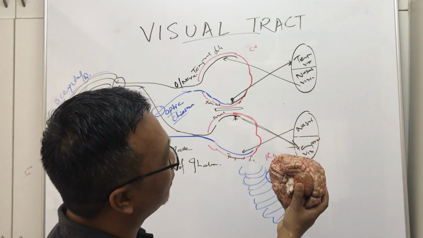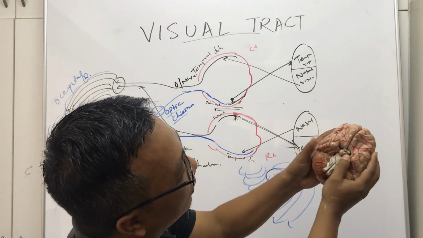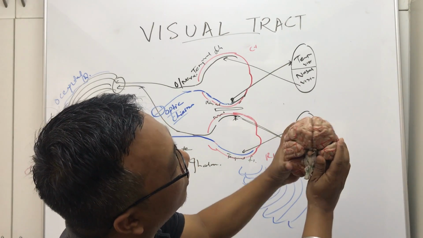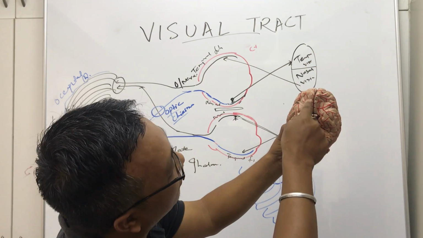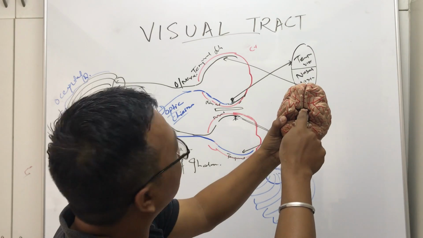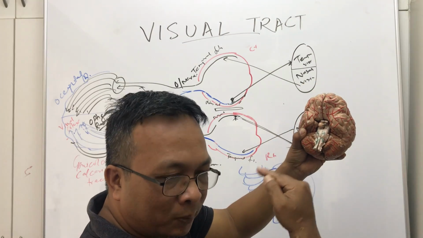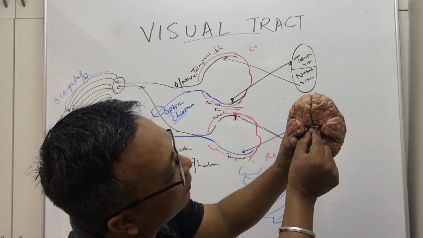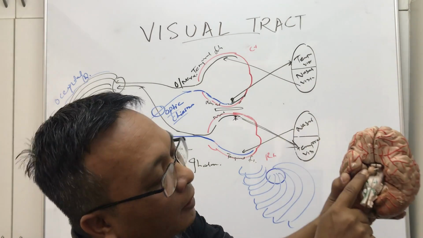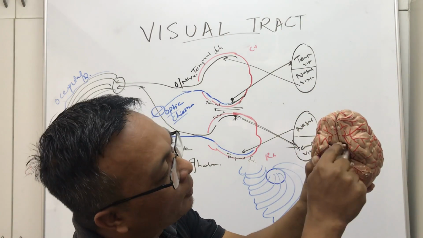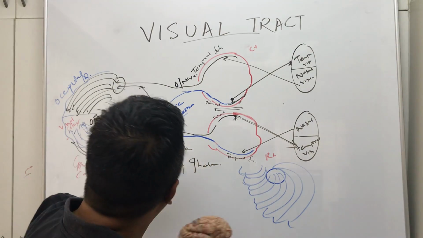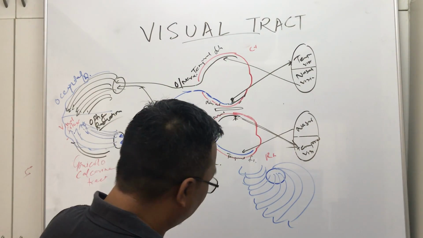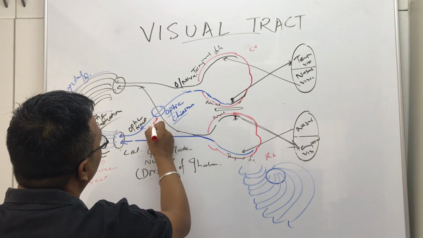So if you see here, from the eyes it goes here, right above the pituitary gland. This is the pituitary gland. Right above the pituitary gland there is the optic chiasma point, which is the landmark. Below the optic chiasma there is the pituitary gland.